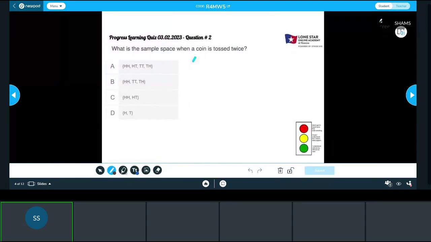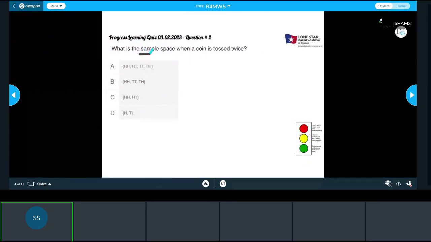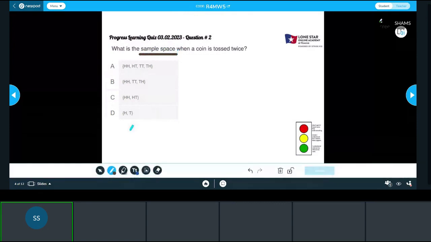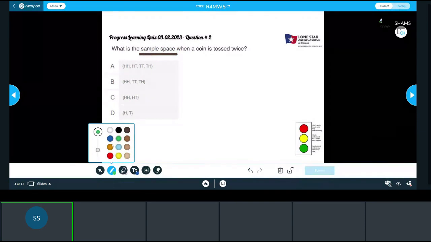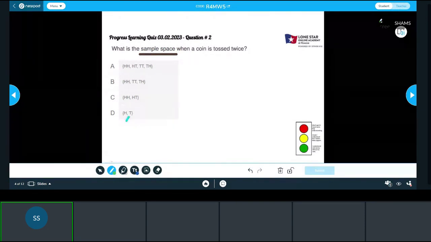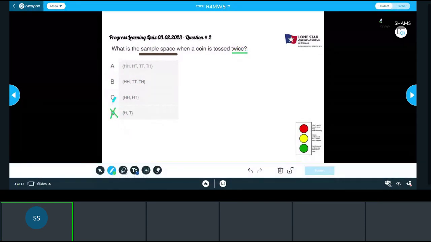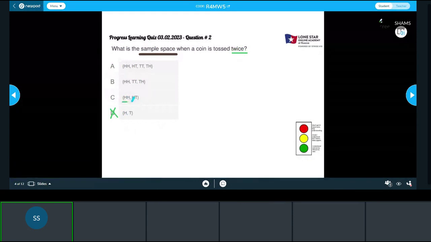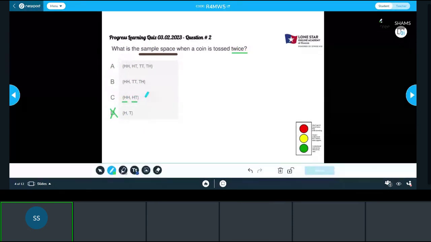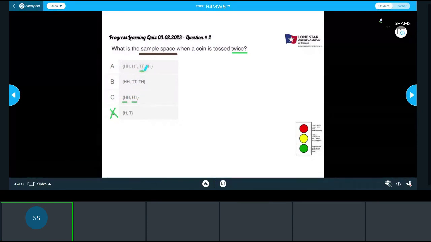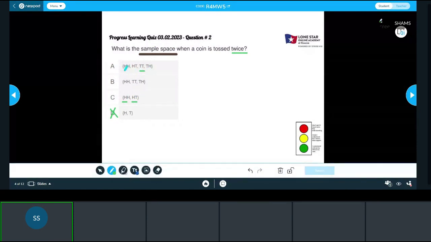Okay, so in this one, what is the sample space when a coin is tossed twice? Sample space again means all possibilities. We have seen 3 diagrams in our class, right? And lists. So here they have shown you a list. What is the sample space when a coin is tossed twice? Twice means 2 times. This shows possibilities of a coin being tossed 1 time. This shows possibilities of a coin being tossed 2 times, but doesn't list out all the possibilities, like it is missing tails, tails. It is also missing heads, heads.